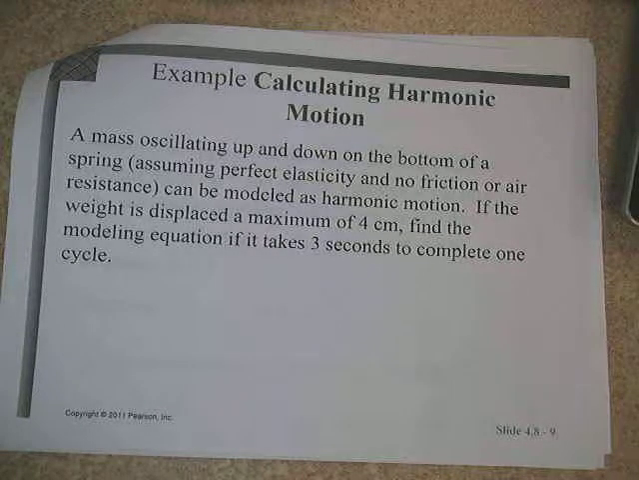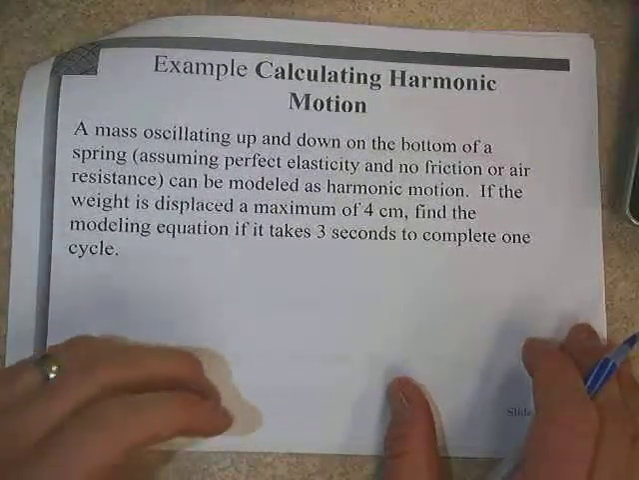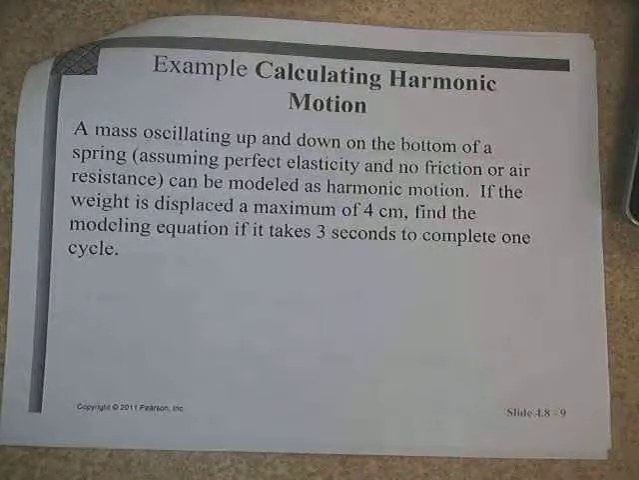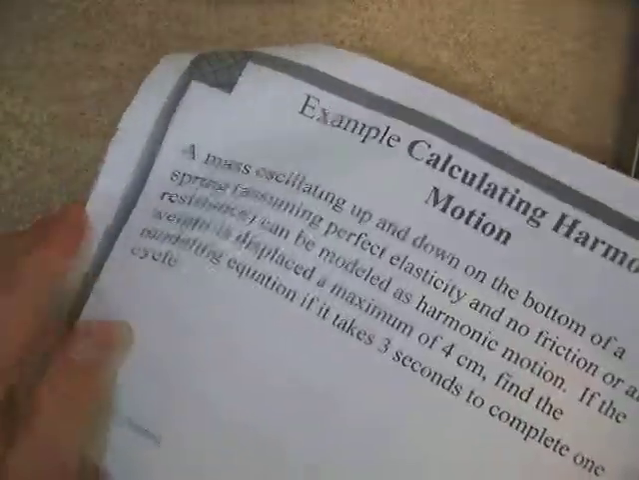So if we have a mass oscillating up and down on the bottom of a spring, its distance from the top of the spring is going to change. We're making some pretty big assumptions here that we have perfect elasticity and there's no friction or air resistance. So it can be modeled by harmonic motion, and it says if the weight is displaced a maximum of 4 centimeters, we want to find the modeling equation if it takes 3 seconds to complete one cycle. Keep in mind that we're going to write this in the form of y equals something sine of something t.